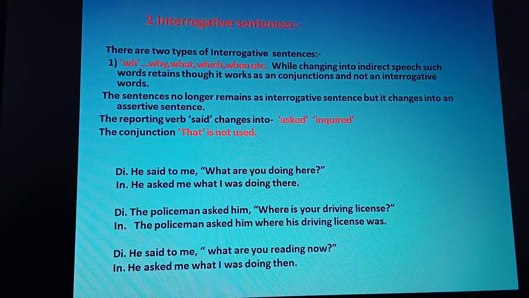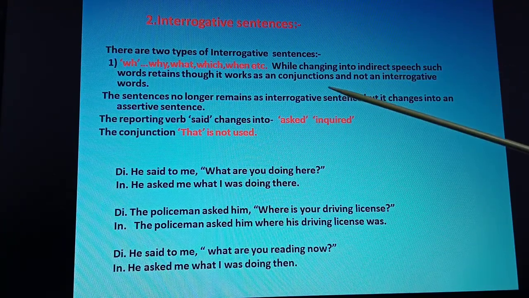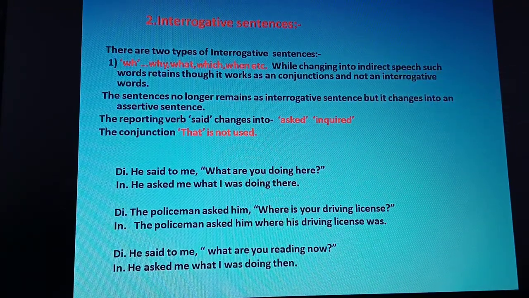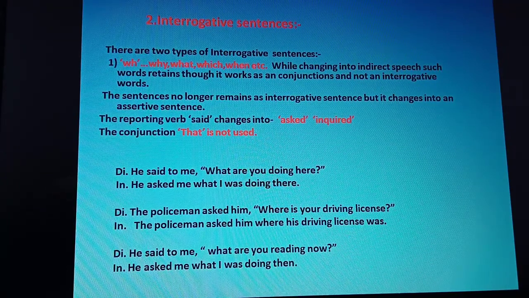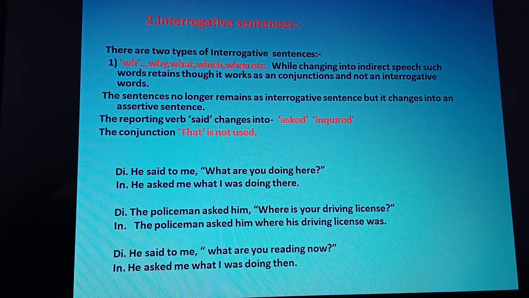Retained means it remains the same. Why will remain why in indirect speech also. Or what will remain what in indirect speech also, though it works as a conjunction and not an interrogative word. You try to understand that. These words, what, why, which, will remain the same in indirect speech, but they will work as conjunctions and not interrogative words. For example, I tell you, the man who is standing at the gate is my uncle. Here the who is what? The man who is standing at the gate is my uncle. This who is a conjunction.